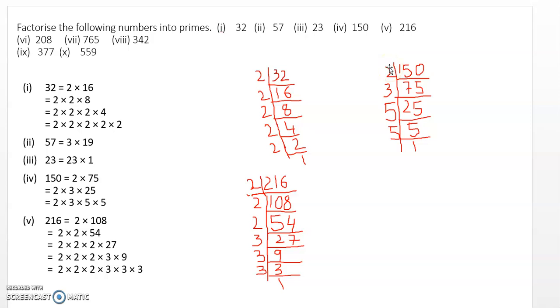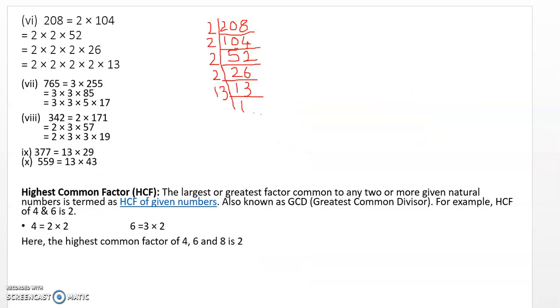What are the factors of 150? So that is by the prime factor method. 2 multiply by 3 multiply by 5 multiply by 5. So this is called as factorize into prime. Next it is 216. So here I have shown you, at the end you have to write this. You can do by this method also and you can do by this method also. Which one is easier for you? In that way you can do.